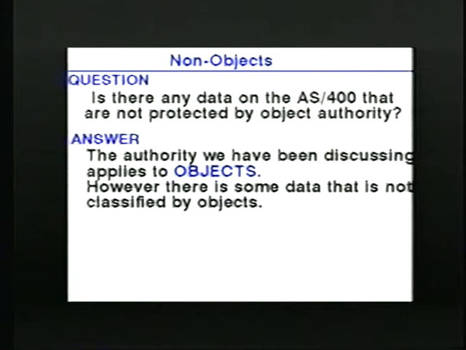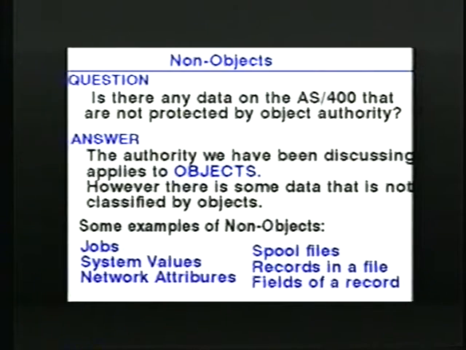We ask the question, is there data on the AS400 that is not protected by object level authority? The answer to the question is yes. The AS400 authority we've been talking about so far applies to objects, but there are some non-objects. Things that aren't considered objects on the AS400, such as the jobs, system values, network attributes, the spool files in the system, records in a file, and fields in a record. These are not objects, so they are not protected by the authority mechanisms we were talking about so far.